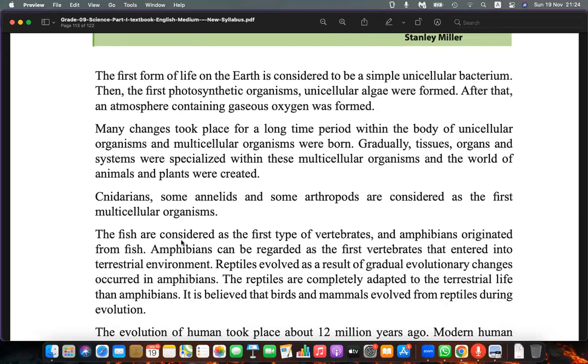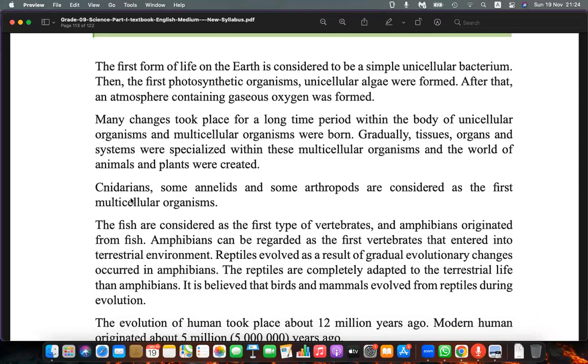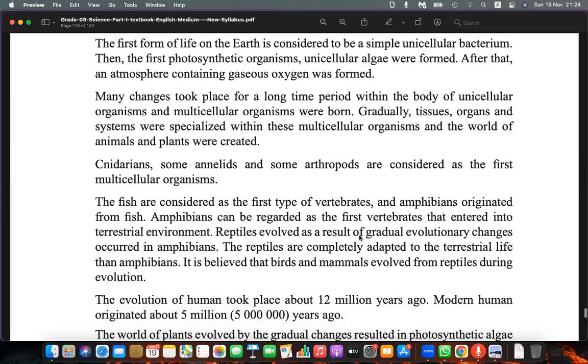Through evolution, as we have already discussed in other chapters, here you can see Cnidaria, Annelida and some arthropods. These are called multicellular organisms first. Then fish, the first vertebrates, then amphibians, who live on both water and land. Amphibians can be regarded as the first vertebrates to enter the terrestrial environment. Those that first formed in the sea from the soup slowly came from the sea to land as amphibians. After that, mammals came.